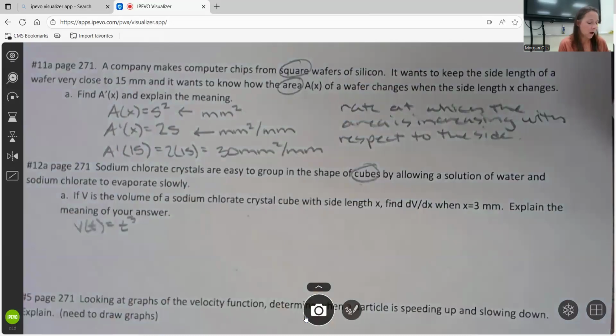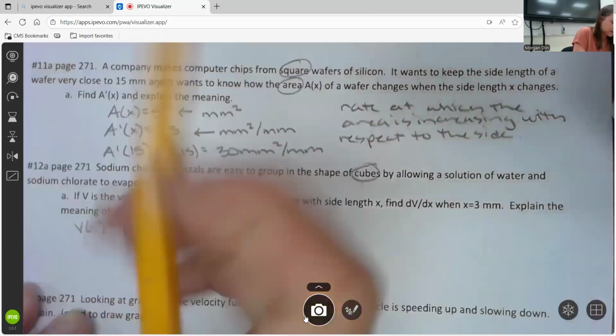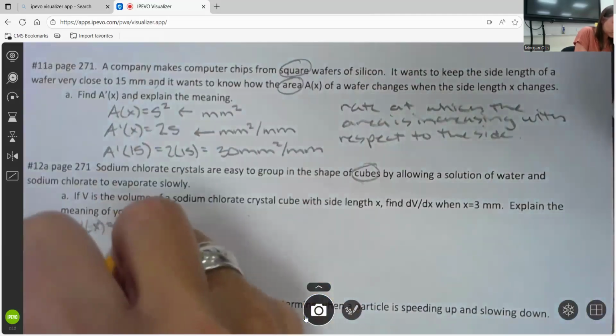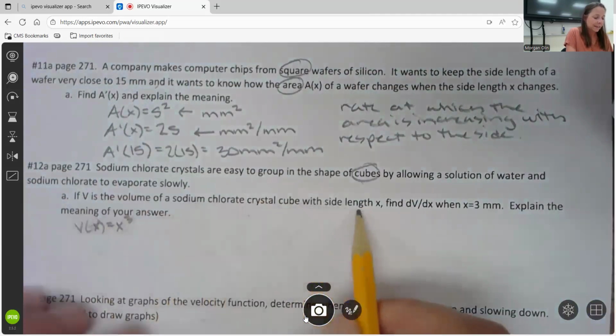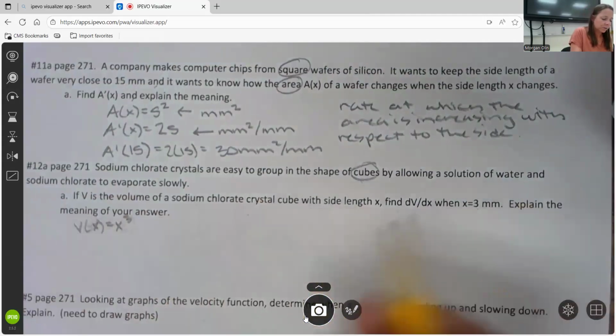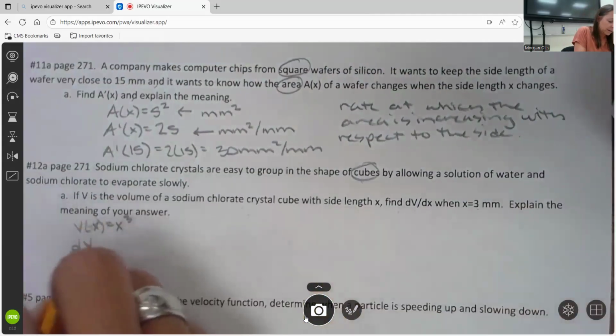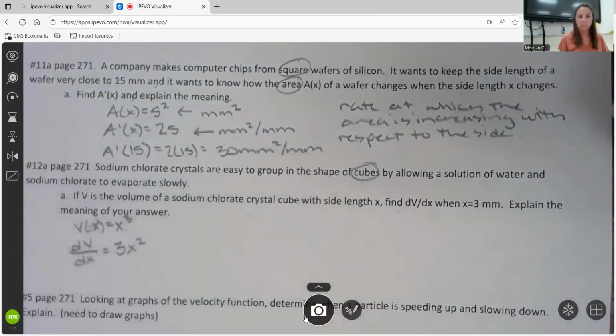All right. And actually, I got a better idea because they used X right here later on. Let's use X. V of X is X cubed. There we go. So if V is the volume of a sodium chlorate crystal cube with a side length X, find dV/dx when X equals 3 millimeters. Okay, so dV/dx, so 3x squared. All right, it's just the derivative. Okay, they just had a different notation there. And explain the meaning of your answer.